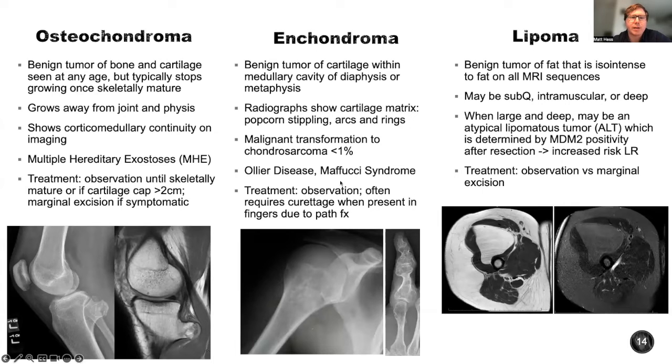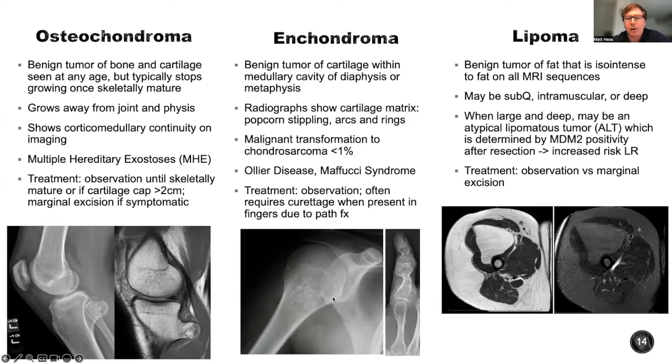You'll see more of these enchondromas in conditions such as Ollier disease and Maffucci syndrome. The treatment is typically observation. They really only require curettage when present in fingers due to pathologic fracture. What we're looking for is to make sure that there's no significant scalloping or erosion of the cortex, or soft tissue component. If these grow quickly on short-term follow-up X-rays, then there may be a concern that this is something more than a simple enchondroma. Most of the time you're seeing patients with simple benign enchondromas.